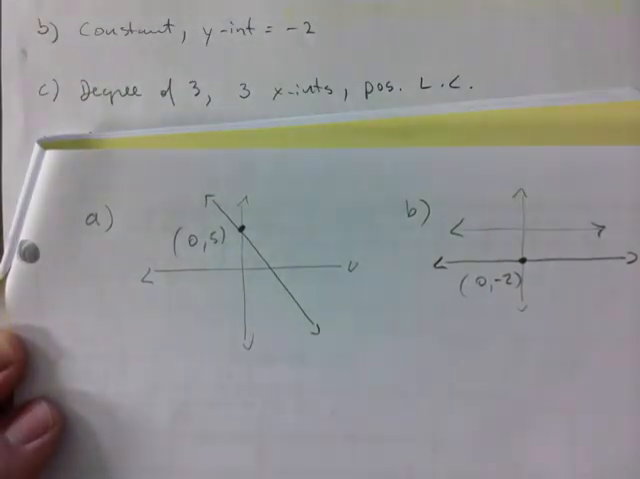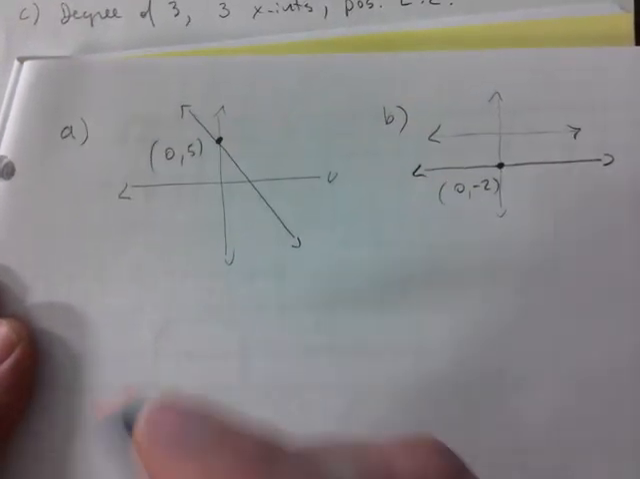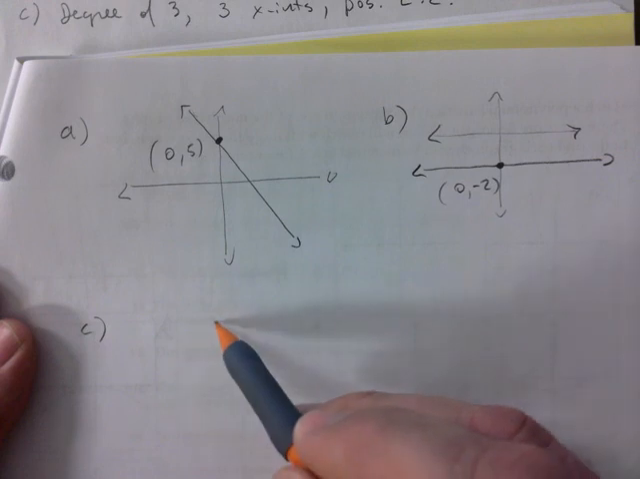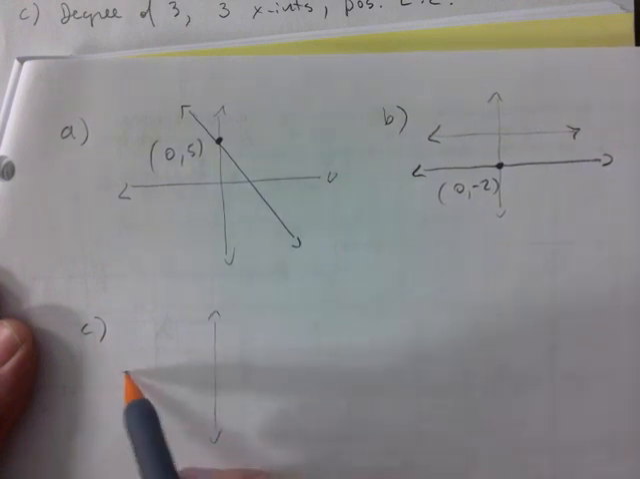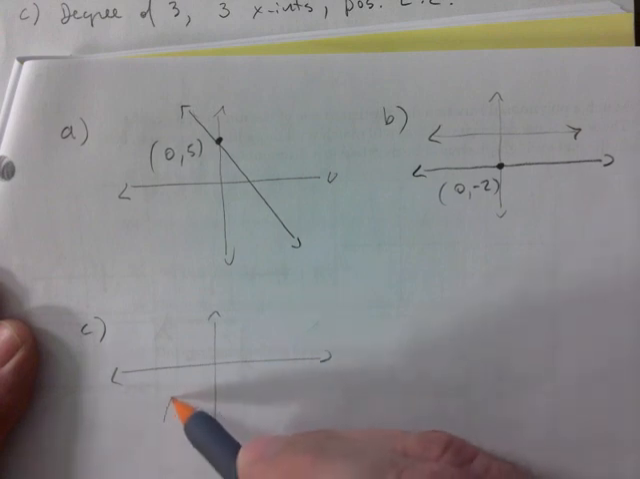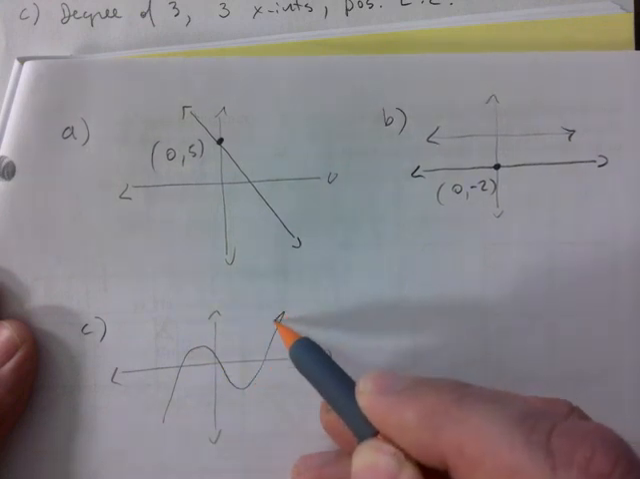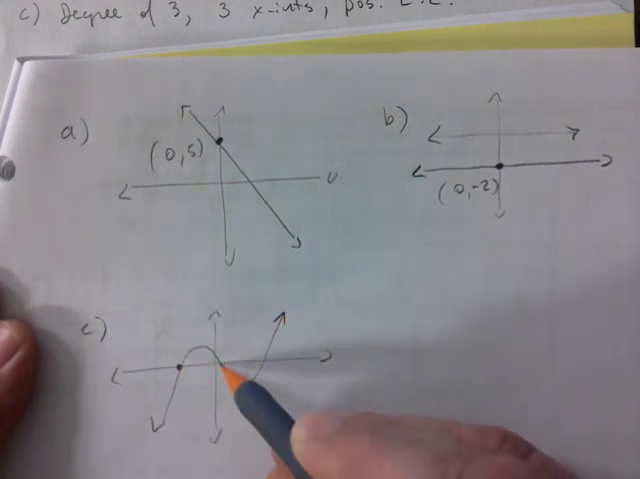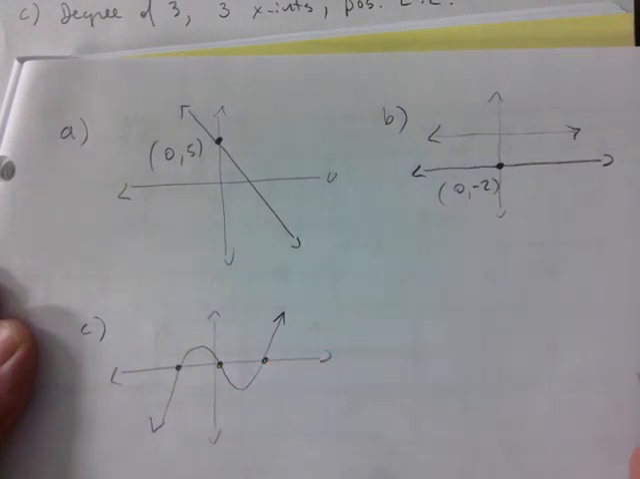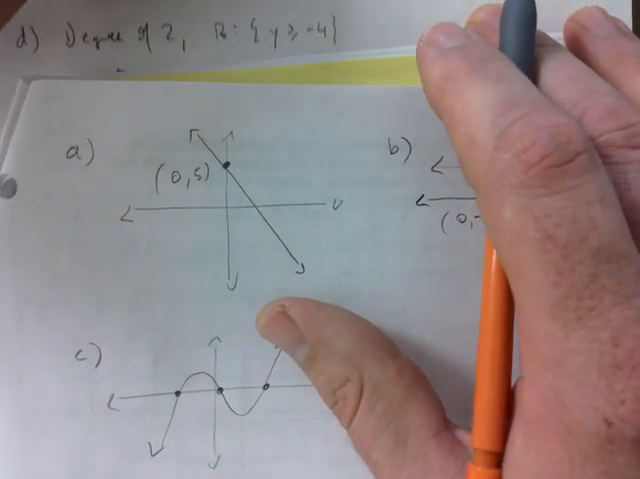Next is degree of 3, 3 x-intercepts, positive leading coefficient. So we go cubic. It definitely has to have 2 turning points for that to happen. So we go positive leading coefficient, so it's going to do something like this. We got 1, 2, 3 x-intercepts. They're not telling us where specifically, just that there are 3.